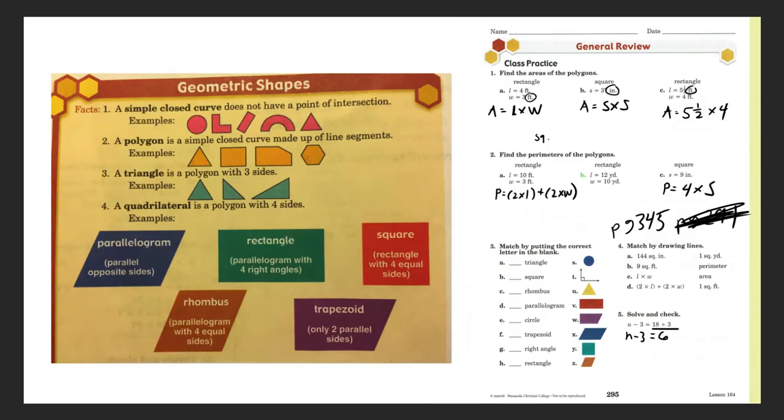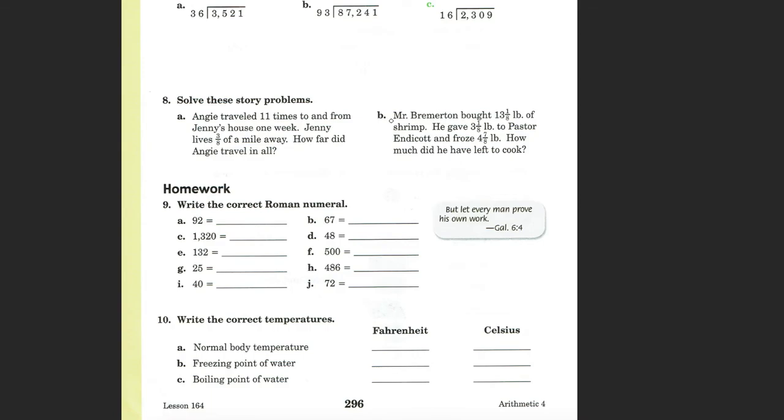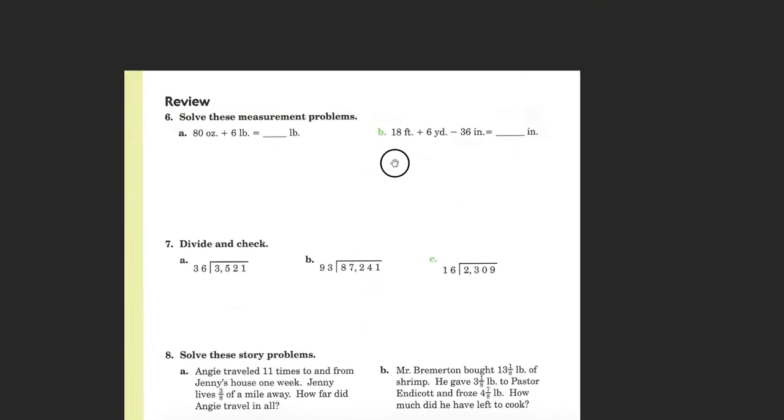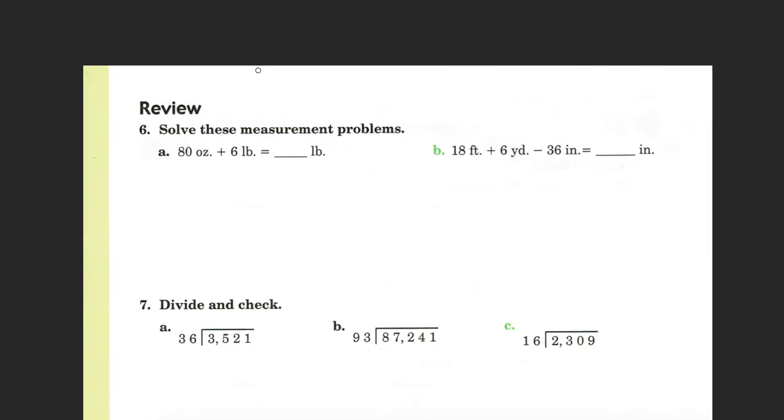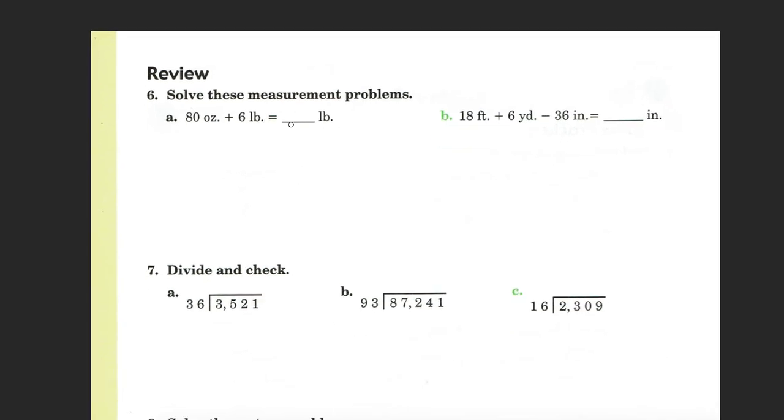Page 31. Solve these measurement problems. 80 ounces plus 16 pounds equals how many pounds? So real quick, all your answer needs to be in pounds, correct? That means everything else needs to be in pounds. Bring down anything that's already in pounds. 6 is already in pounds, so bring down the 6.